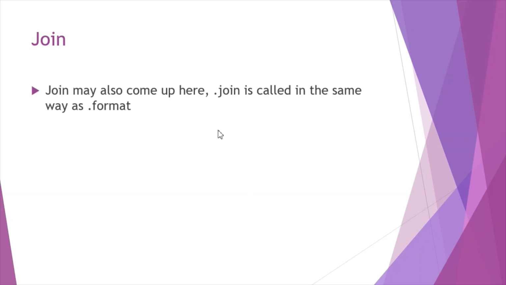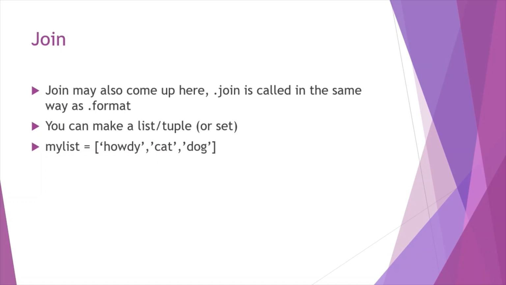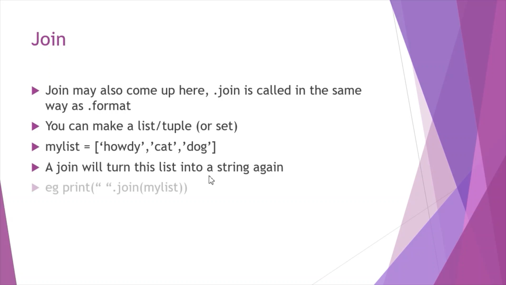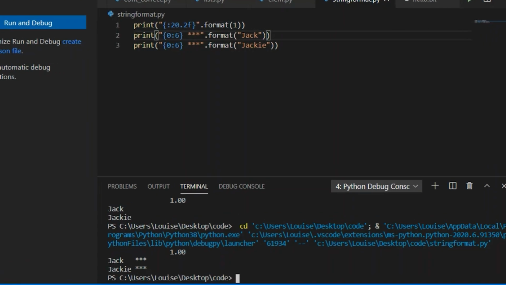So a little bit about join. Join may also come up here. It's called in exactly the same way as format. You can make a list or a tuple or a set. So for example, we've got my list howdy cat dog here, and a join will basically turn this into a string again. So if we print just a space here and then join, it'll basically print the list as a string. And I have some examples here to show you guys as well.